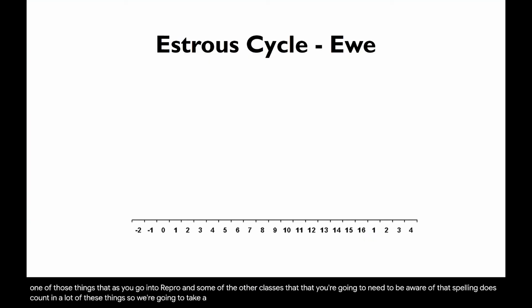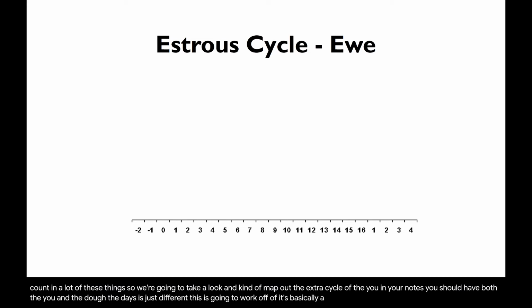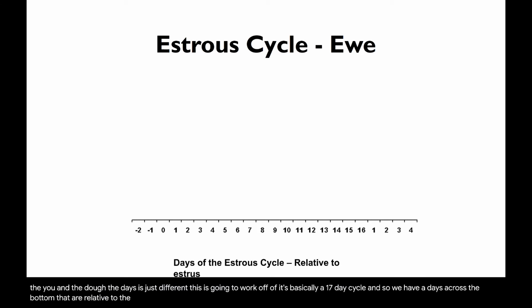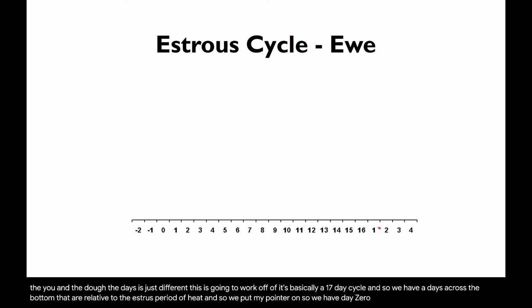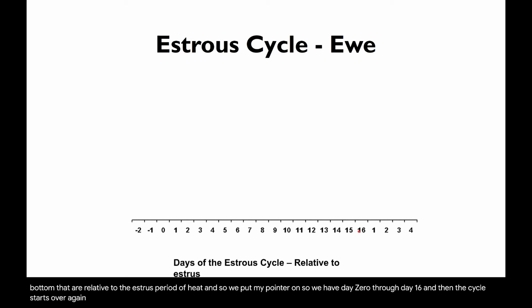So we're going to take a look and map out the estrous cycle of the ewe. In your notes, you should have both the ewe and the doe. The days are just different. This is going to work off basically a 17-day cycle. We have the days across the bottom that are relative to the estrus, the period of heat. So we have day 0 through day 16, and then the cycle starts over again.